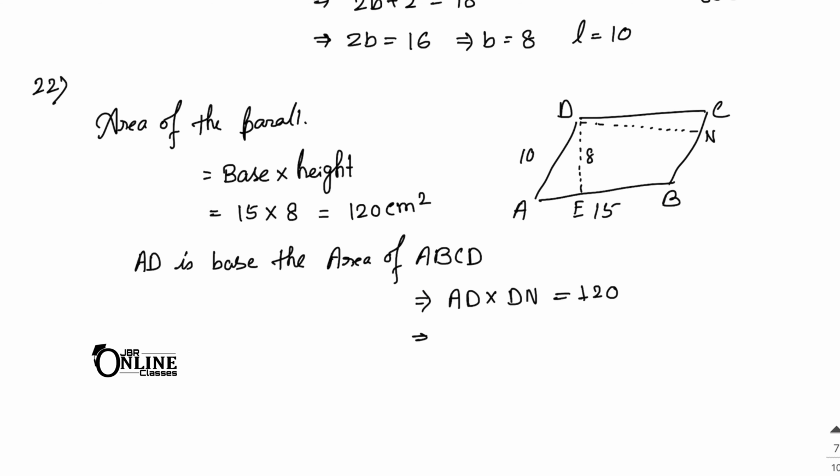So now as here AD equal to 10, so 10 into DN, that equal to here 120, so DN equal to 12. So the distance between the shorter side, that is 12 centimeter. Okay, now next one.